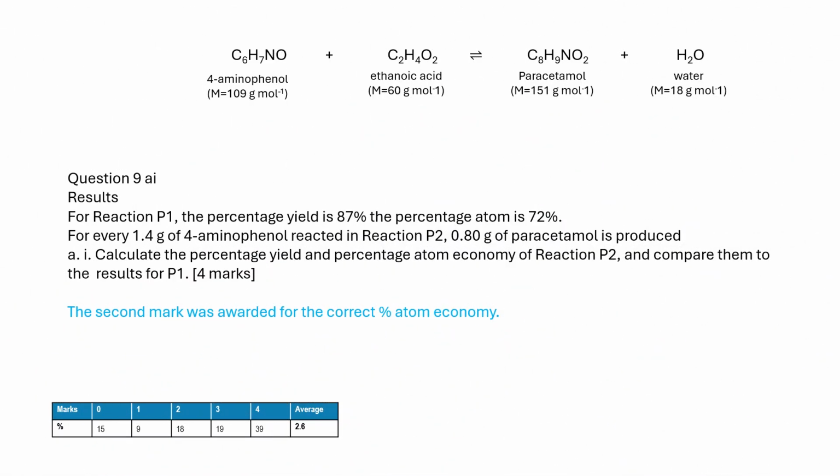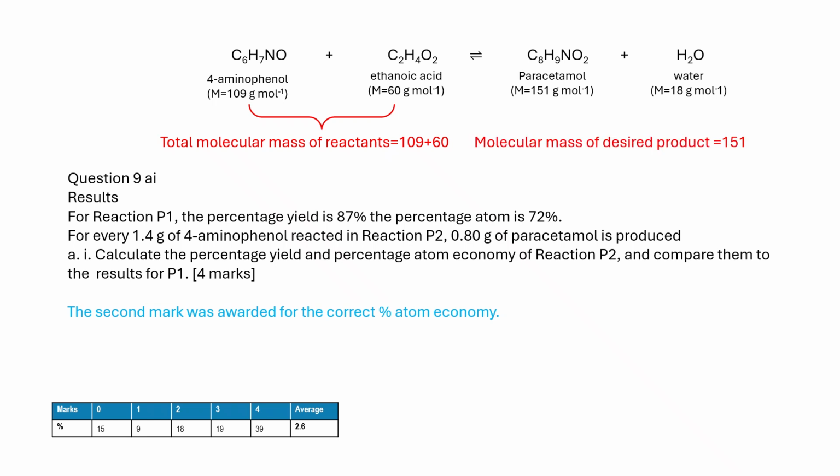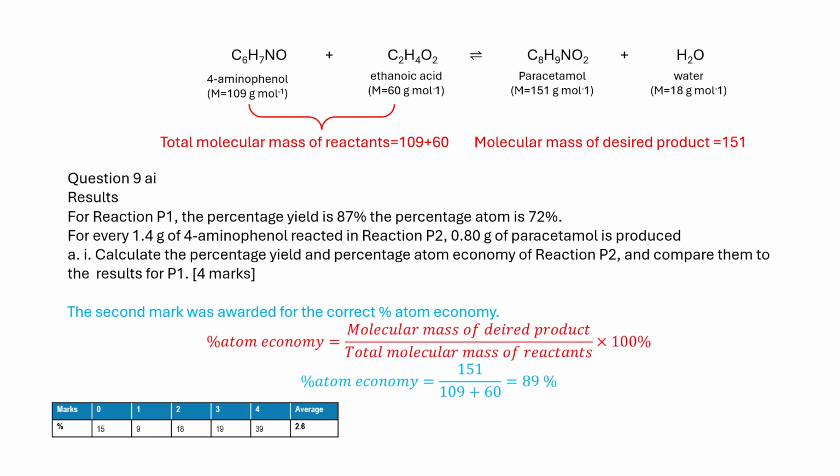The percentage atom economy shows how well a chemical reaction uses its atoms. You calculate it by comparing the molecular mass of the product you want to the total molecular mass of everything you start with. To find this percentage, first add up the molecular masses of all reactants, like 4-aminophenol and ethanoic acid. Then, divide the molecular mass of paracetamol by the total and multiply by 100 to get the percentage.